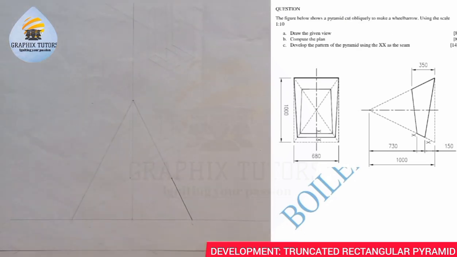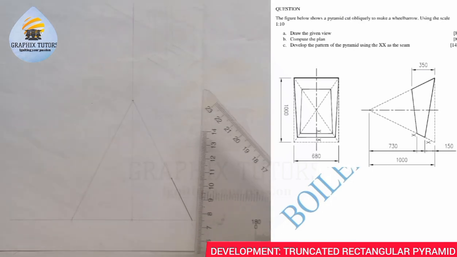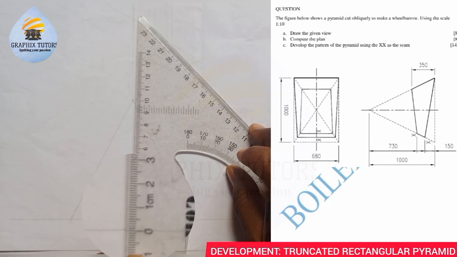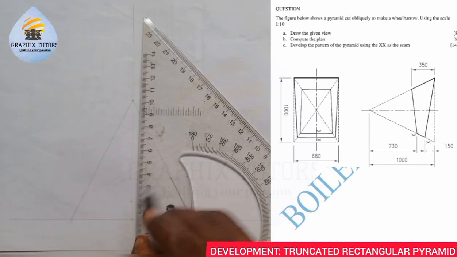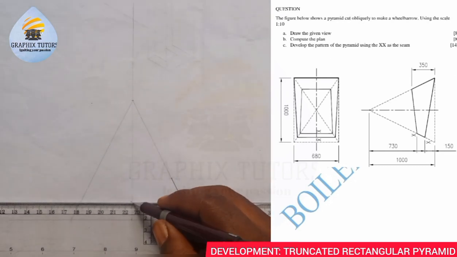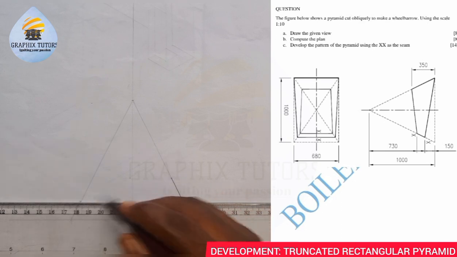You can see that. And the next one is from the base to somewhere around here is 150. So from the base to somewhere around there, I'll measure 150 and divide by 10, that will be 15. So I'm going to measure 15. So from 0, this is 10 and this is 15. Right? And I'm going to trace it up to this point here. So the same line here.